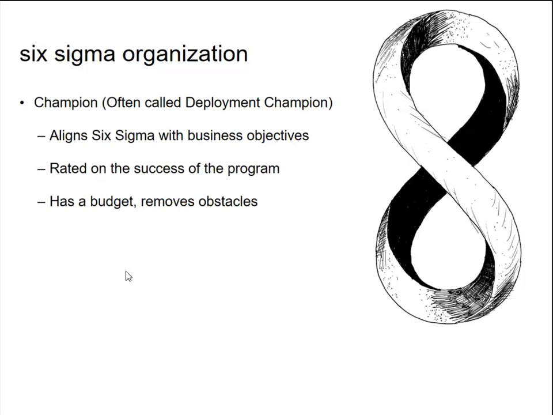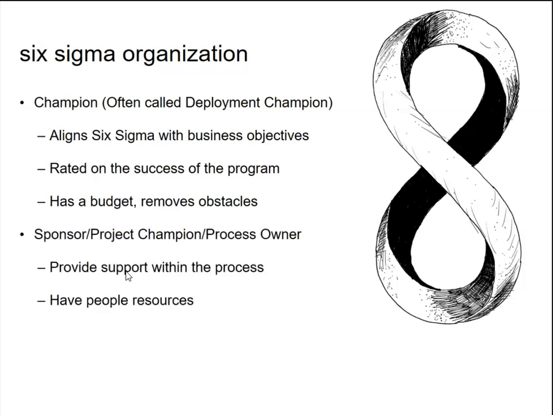So they're really called the deployment champions because they're laying the road down for the team to follow. And they're rated on the success of the program. They have a budget and they remove obstacles. The sponsor, the project champion, the process owner.